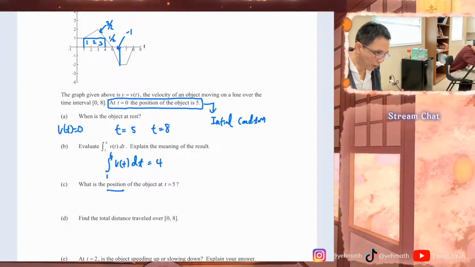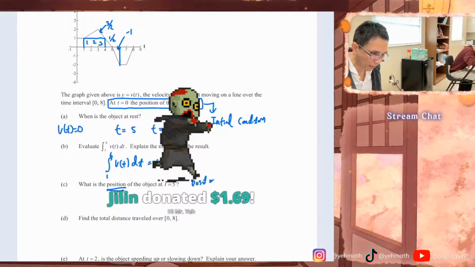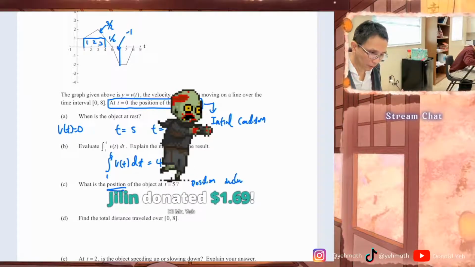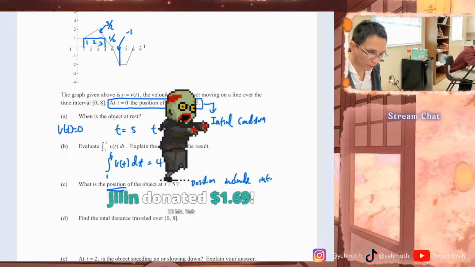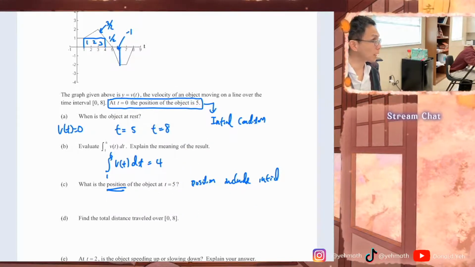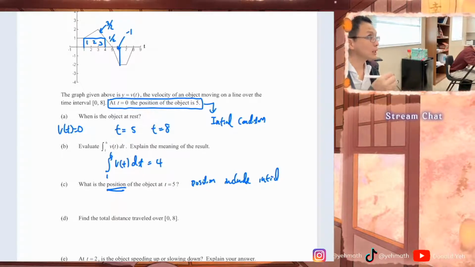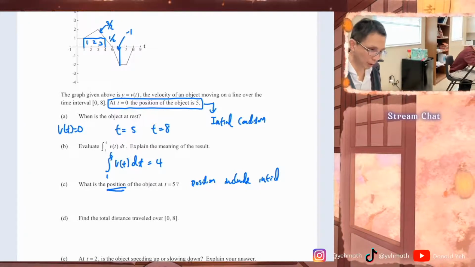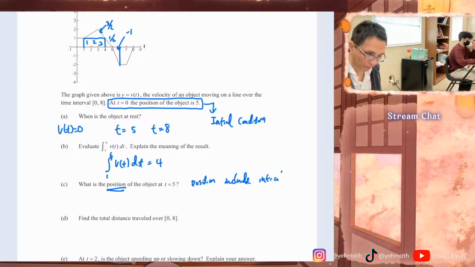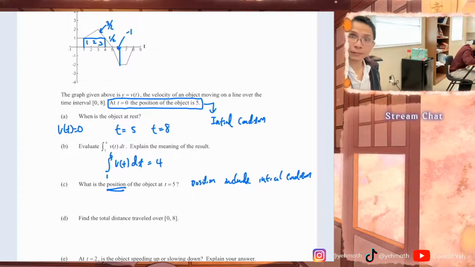When they talk about positions, always include the initial condition. Not total distance, not total displacement between two times, but any type of position, like furthest left. Where's the furthest left? You have to make sure you include the initial conditions, because you need to know where you start off. So, initial conditions.